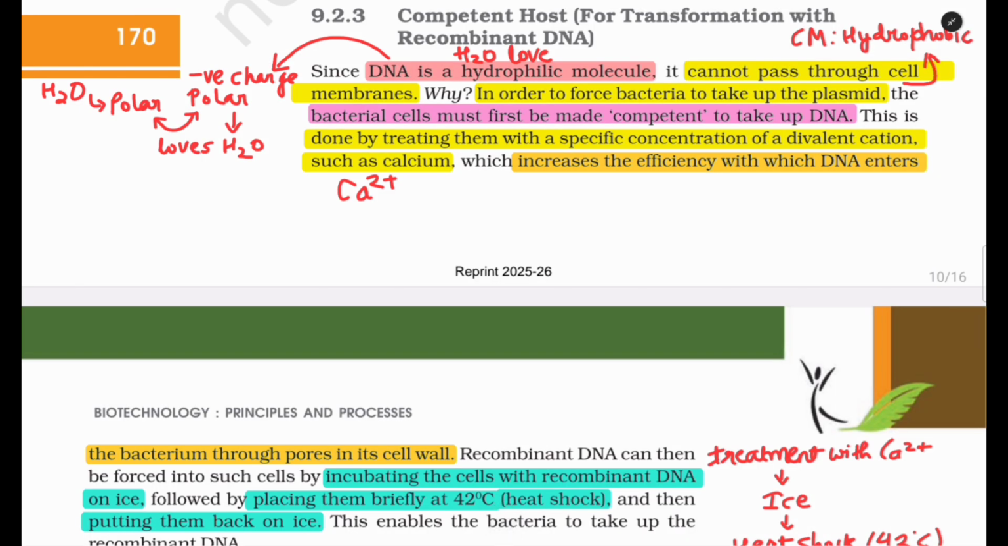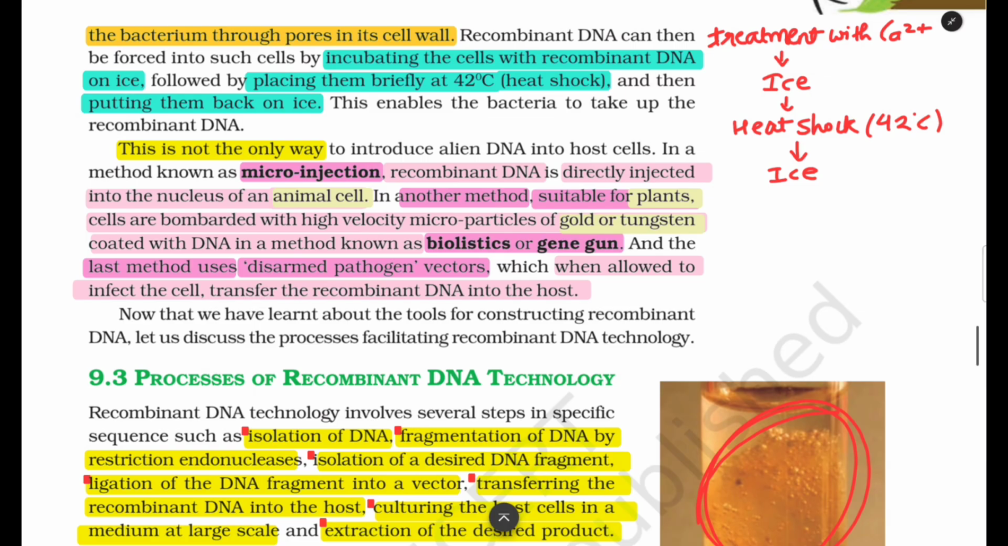9.2.3 Competent host for transformation with a recombinant DNA. Since DNA is a hydrophilic molecule, it cannot pass through cell membranes. Why? In order to force bacteria to take up the plasmid, the bacterial cells must first be made competent to take up DNA. This is done by treating them with a specific concentration of a divalent cation such as calcium, which increases the efficiency with which DNA enters the bacterium through pores in its cell wall.